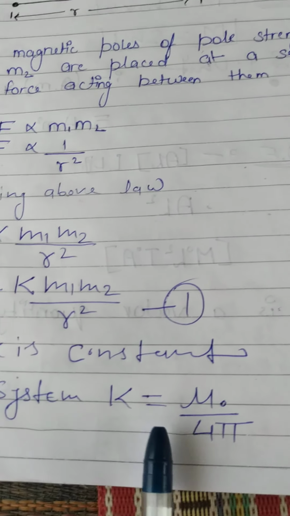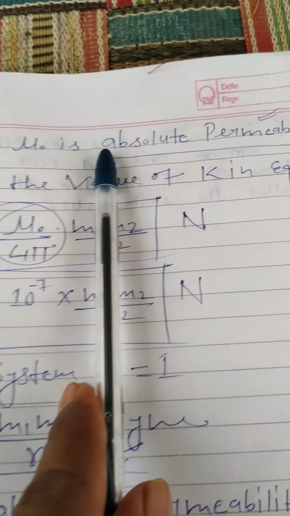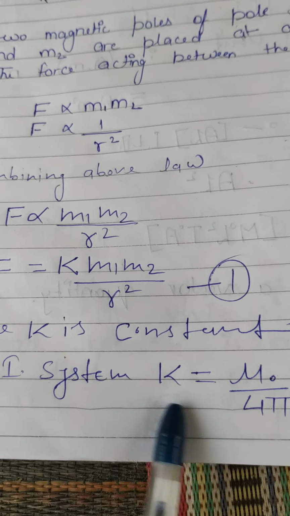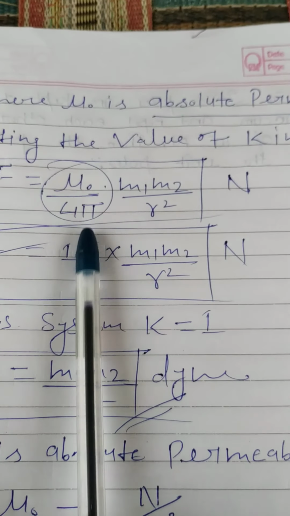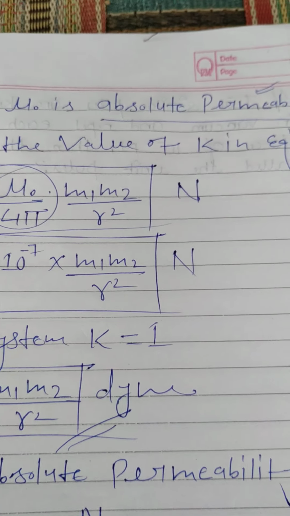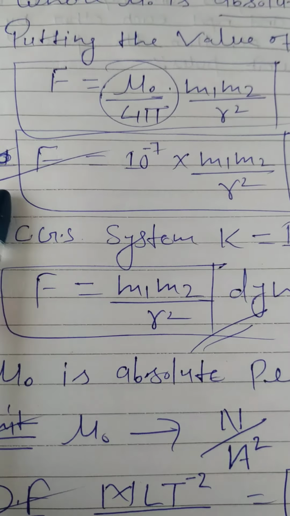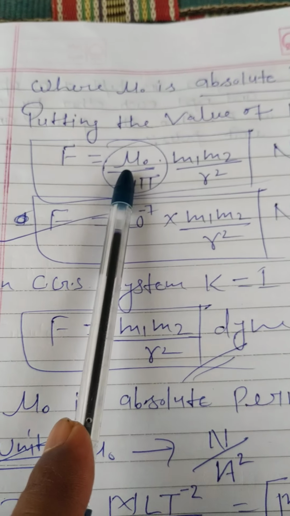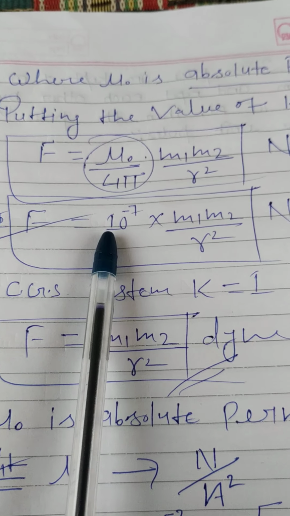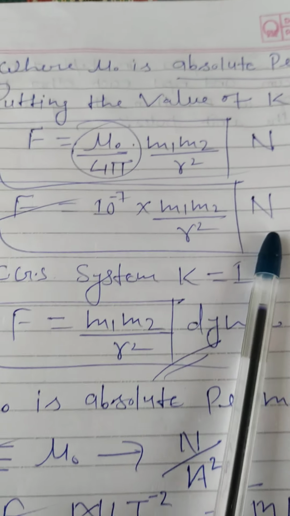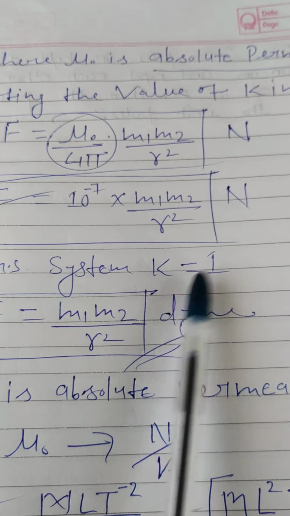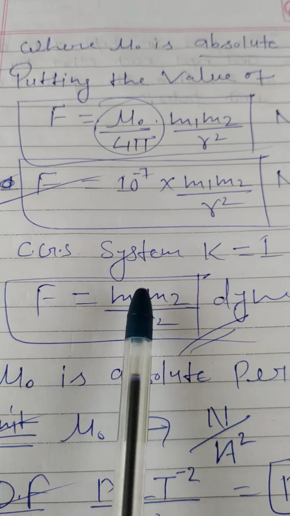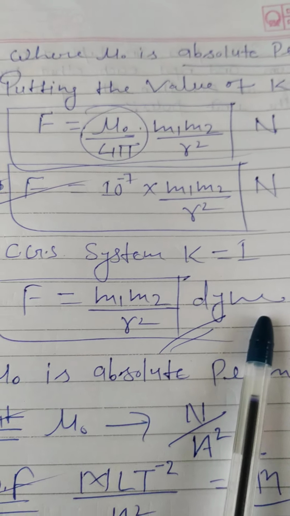In the SI system, K equals mu naught upon 4 pi, where mu naught is the absolute permeability. Putting the value of K in equation 1, F equals mu naught upon 4 pi, M1 M2 upon r square Newton. Here mu naught upon 4 pi has numerical value 10 to the power of minus 7, so F equals 10 to the power of minus 7 into M1 M2 upon r square Newton. In the CGS system, K equals 1, so F equals M1 M2 upon r square dyne.